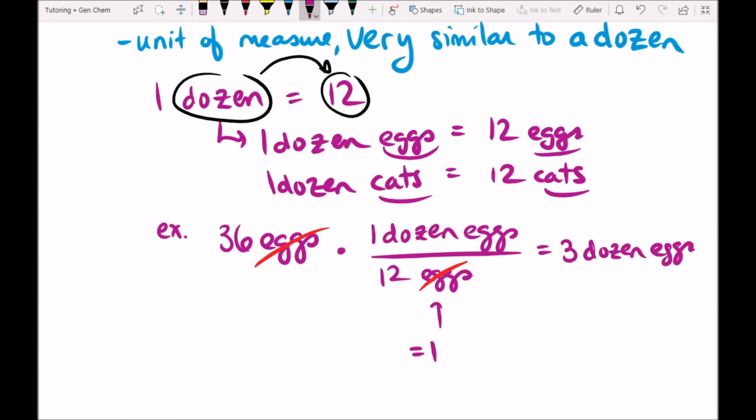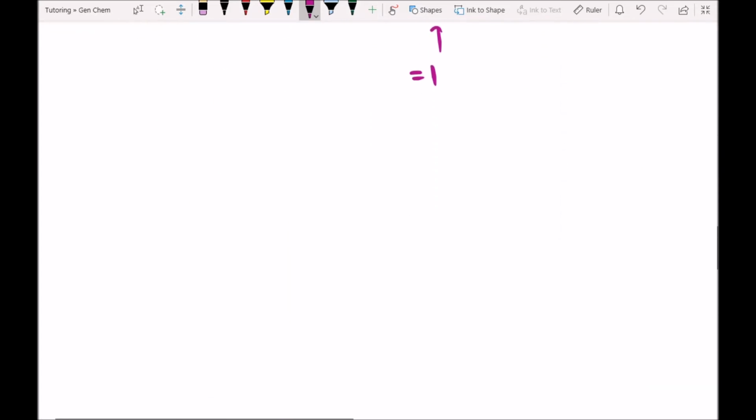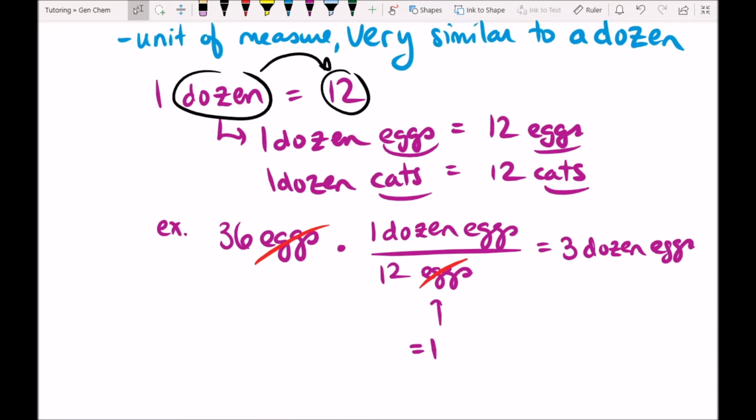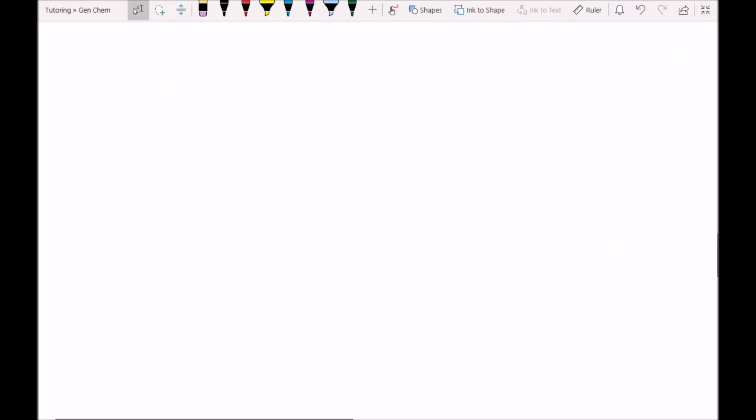And we know that's true. 36 eggs is 3 dozen eggs. So like a dozen, the mole is a number, and we can do unit conversion with it just as easily as with a dozen. So that wasn't scary, right? We know a dozen represents 12, and we can have 1 dozen eggs, 1 dozen cats, and we can convert using that. So we're going to go through the same exercise with the mole and see that it's not scary either.